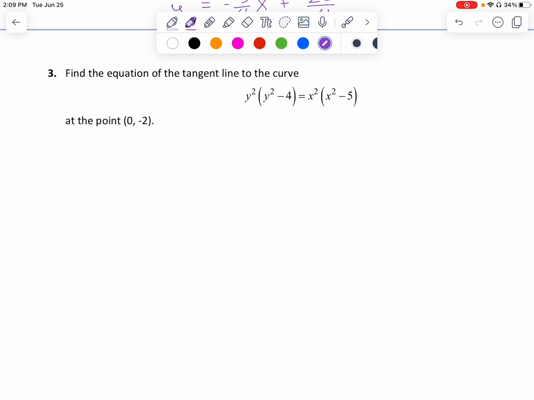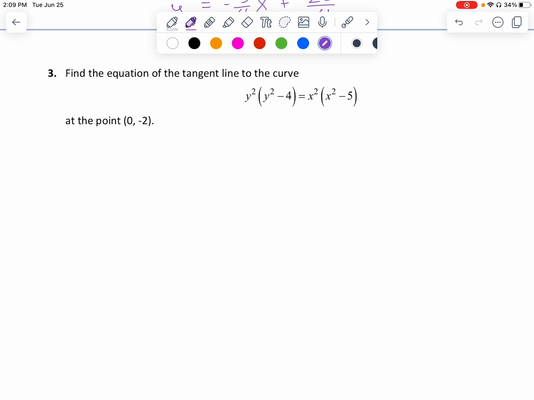Find the equation of the tangent line to the curve y squared times the quantity y squared minus 4 equals x squared times the quantity x squared minus 5. That's quite a mouthful. It's got y very implicitly defined. To isolate y and define it explicitly would be very difficult and would look very ugly. It would probably need a computer and the equation would be a bit of a mess. So this one is easier to differentiate implicitly. So that's what we're going to do.